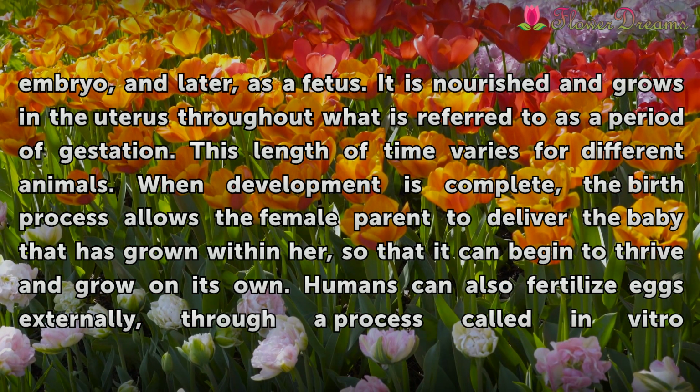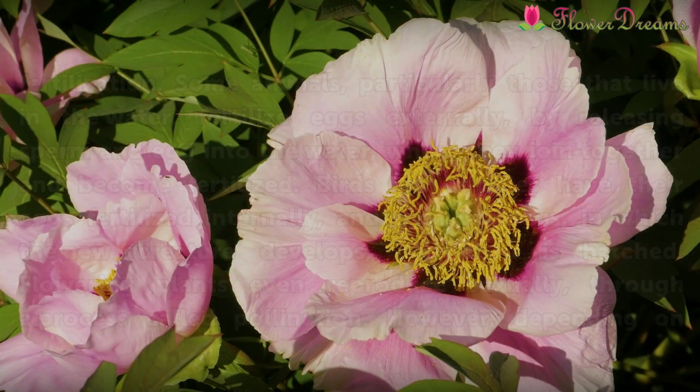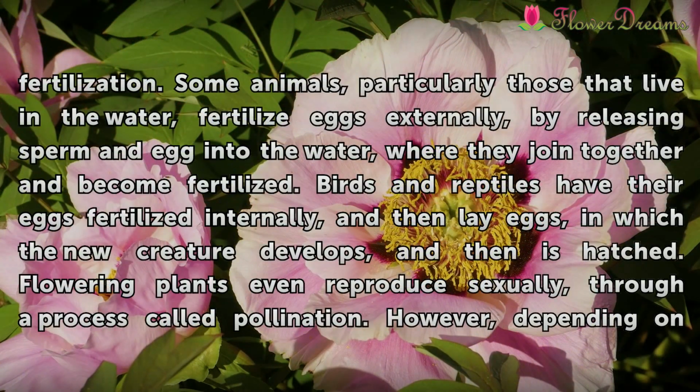When development is complete, the birth process allows the female parent to deliver the baby that has grown within her, so that it can begin to thrive and grow on its own. Humans can also fertilize eggs externally, through a process called in vitro fertilization.